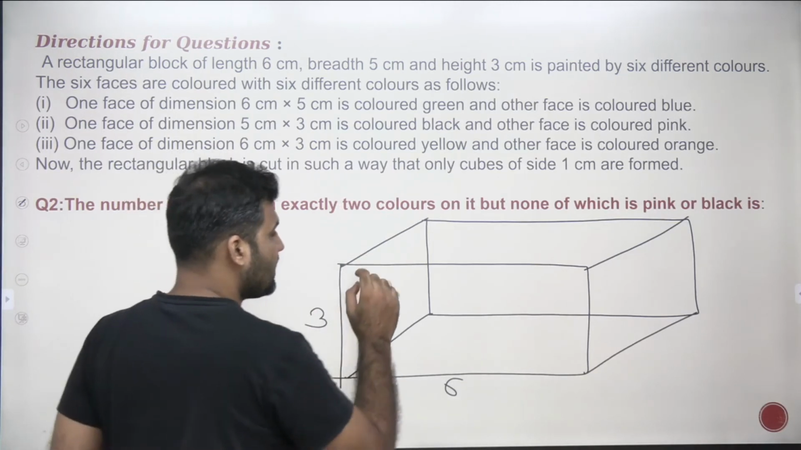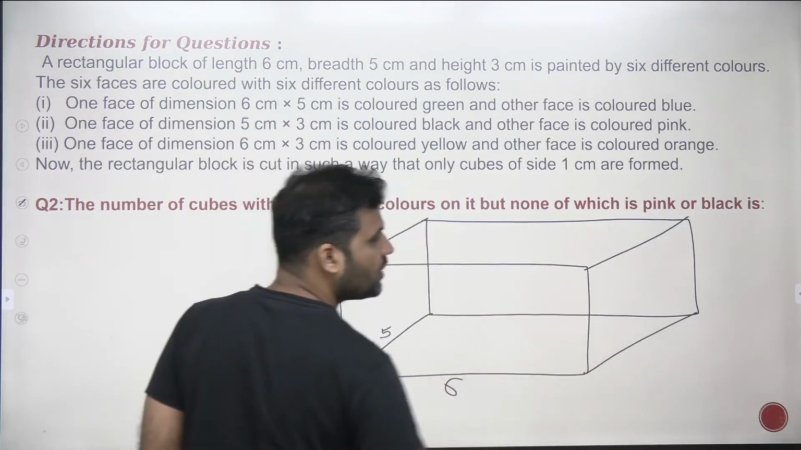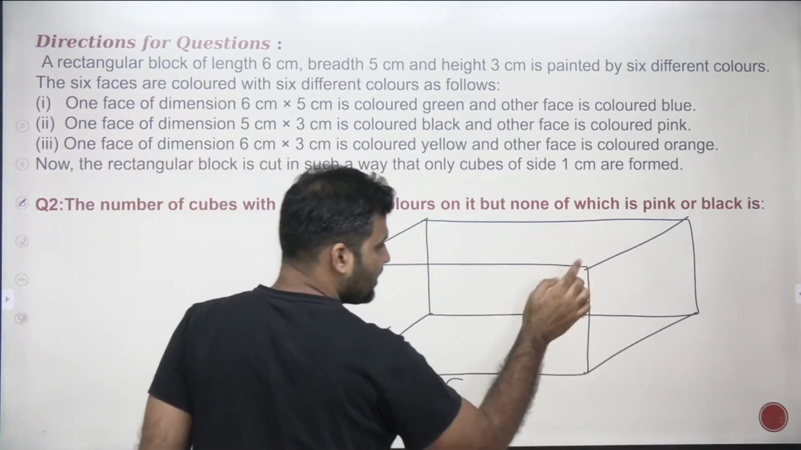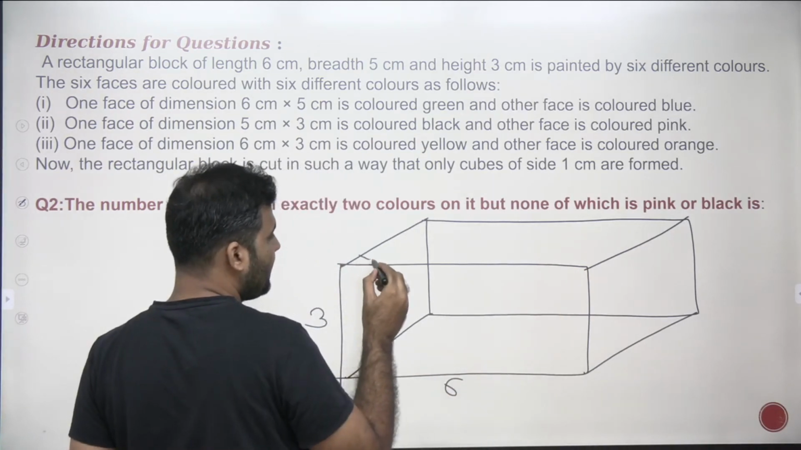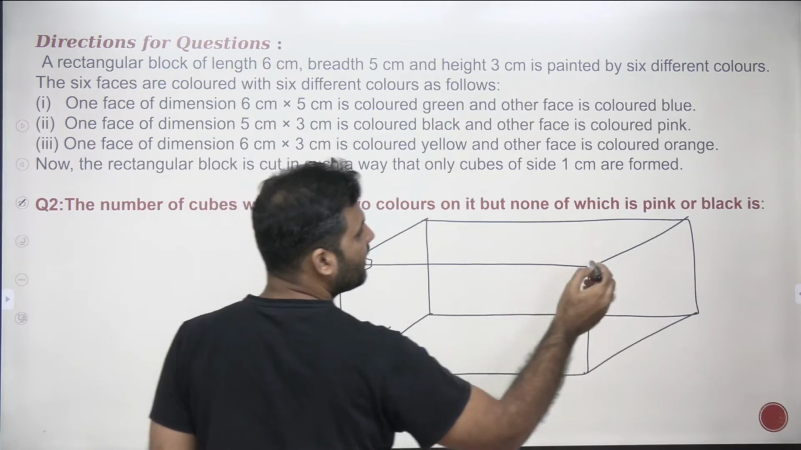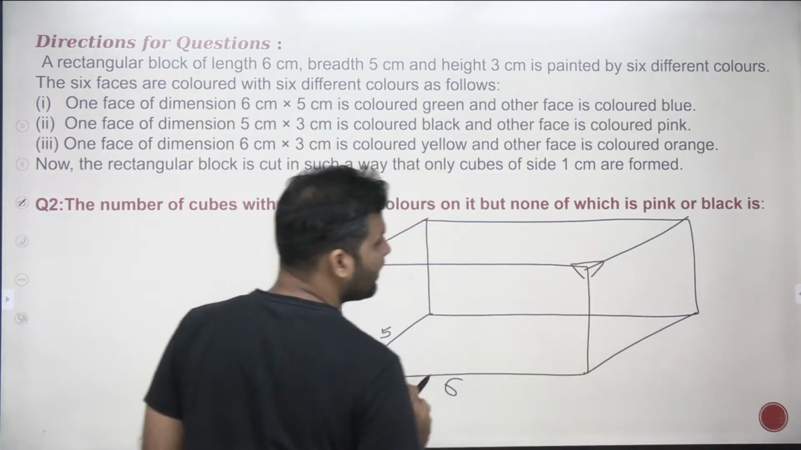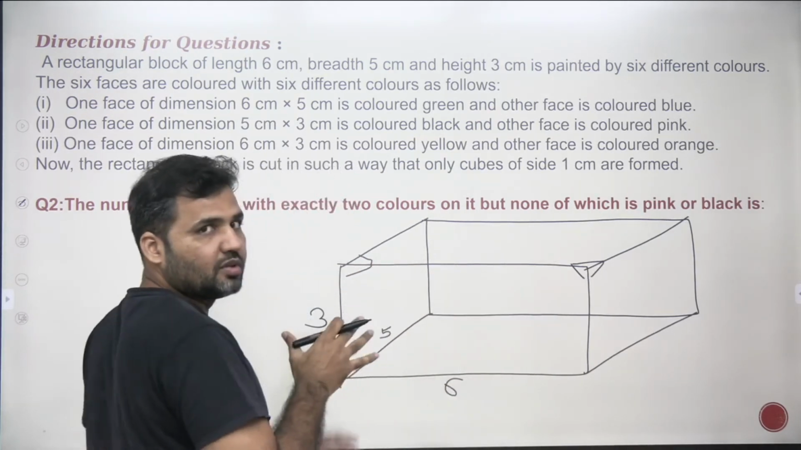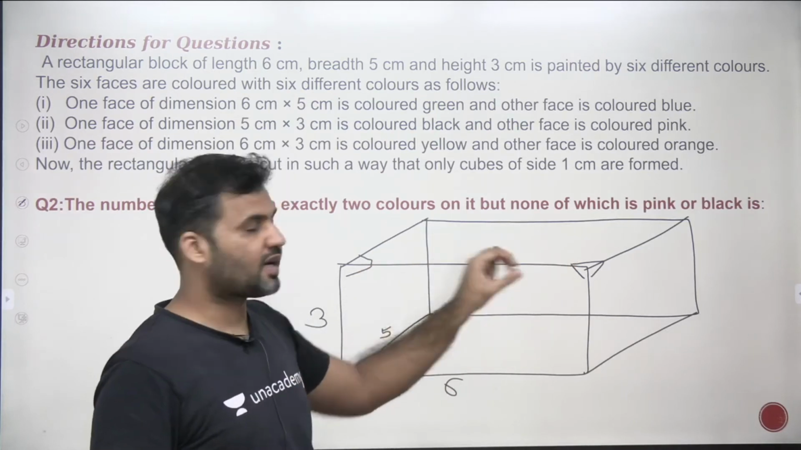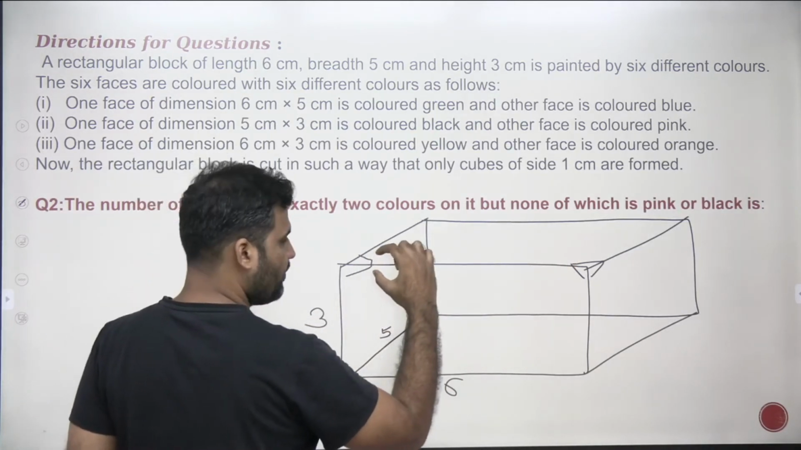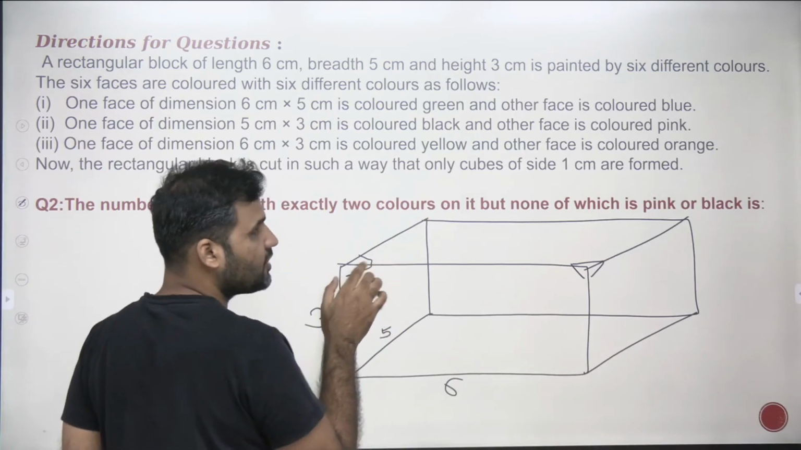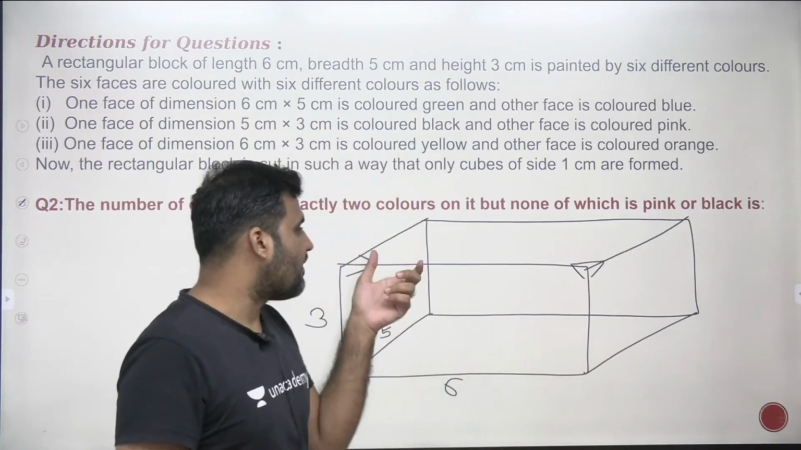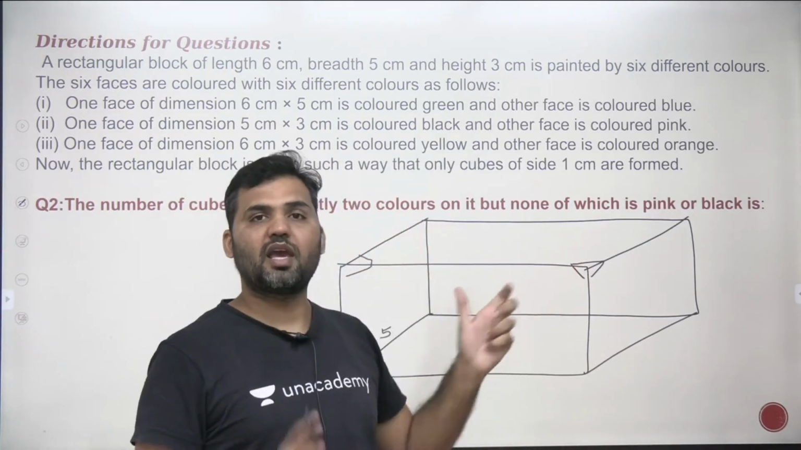So see, any cube which will be coming from the edge of the cuboid will have 2 colors on it. Why? Look at this edge. If I leave the cube on this corner, and if I leave the cube on this corner, you will see that the remaining cubes have 2 sides exposed to the colors, right? So if I'm taking a cube from this edge, that will have 2 sides painted, right? So look at one edge of the room, right? You will see that every cube which is coming from this edge will be having 2 sides painted on it.